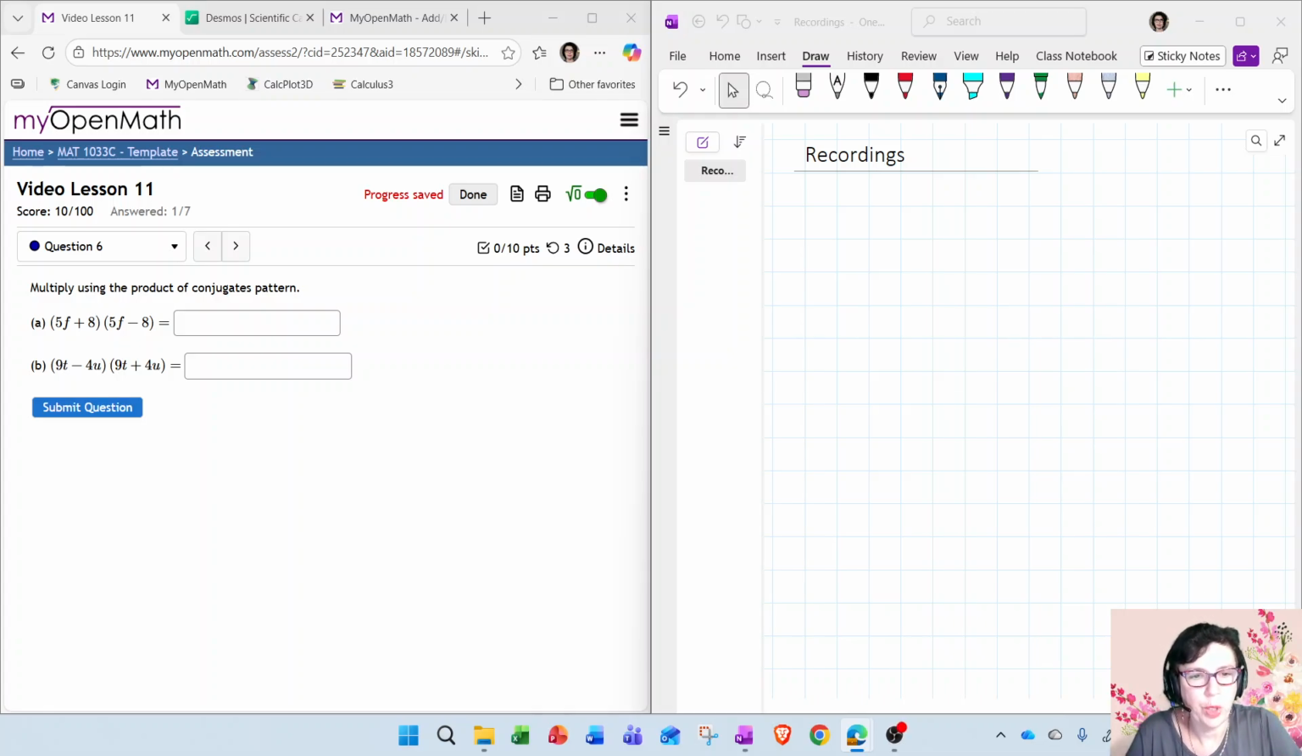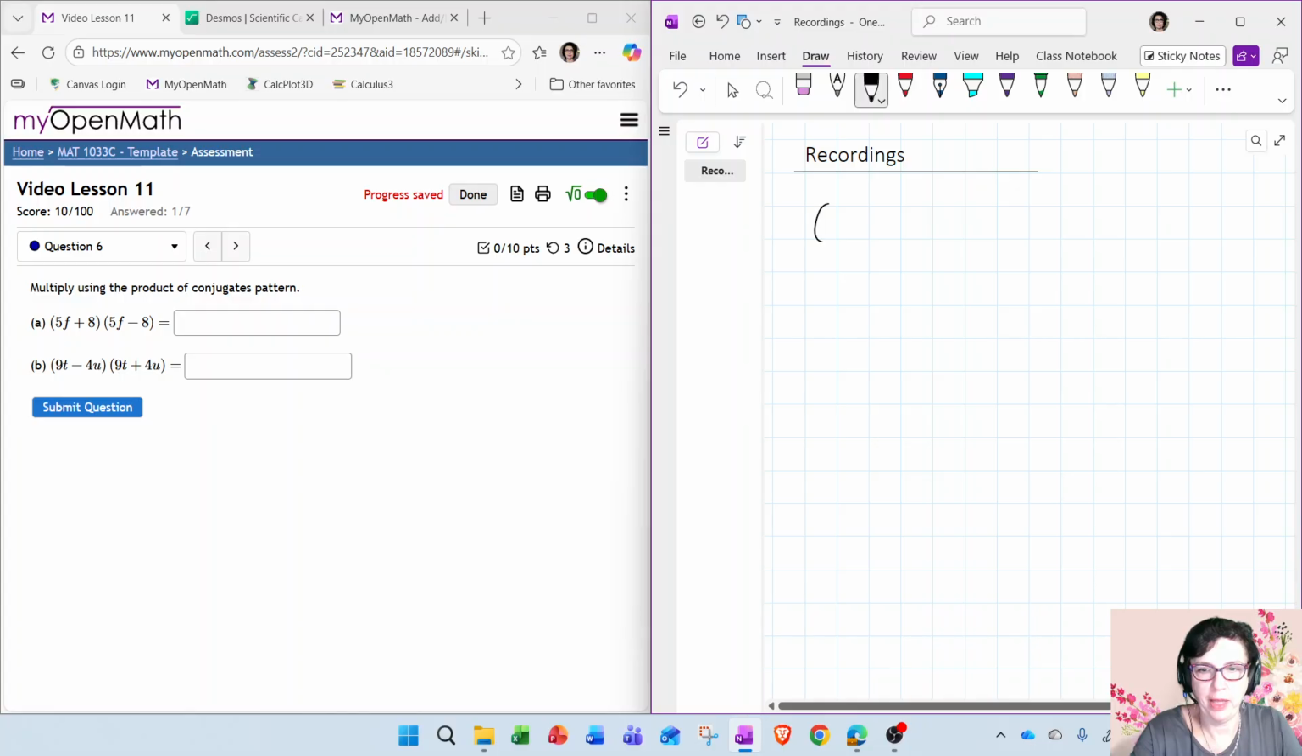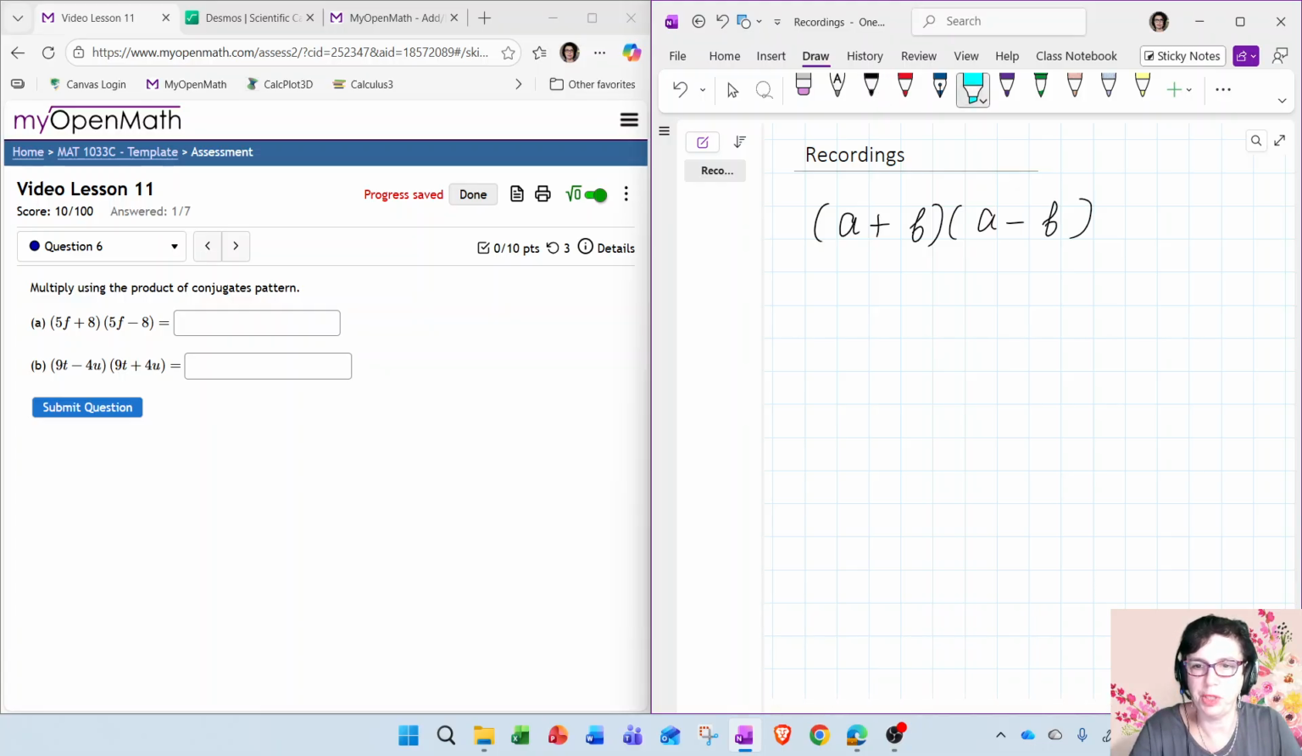In this video, we are going to look at one more pattern, and it's called the conjugates pattern. Whenever you multiply a plus b by a minus b, why are they called conjugates? Because the sign between the two numbers is the same in both, but in one it is a plus, and in the other there is a minus. When this happens, you can actually cancel some terms when you FOIL. Let's see how that works.